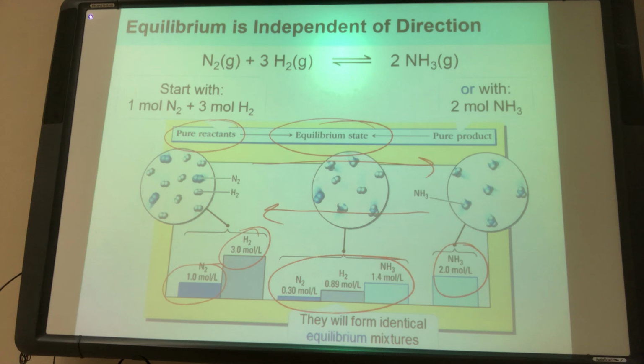Now, how much I have of each one, you can't necessarily just look at the numbers here, since this is 1, this was 3, this is 2, and figure it out that way. I'll show you how we figure out how much will be left at equilibrium. But it's kind of a balancing act.